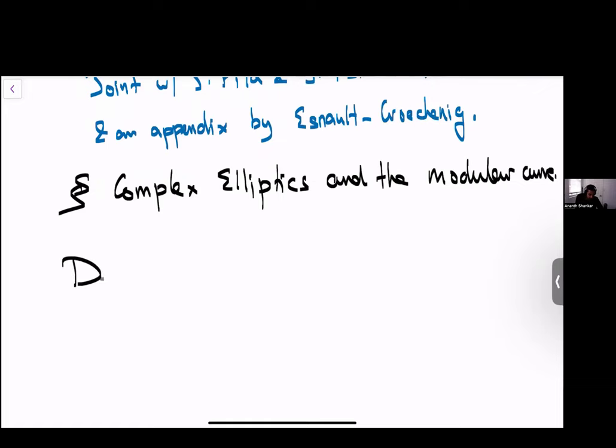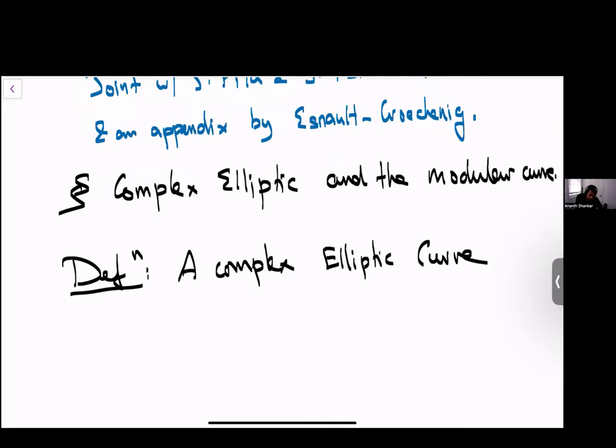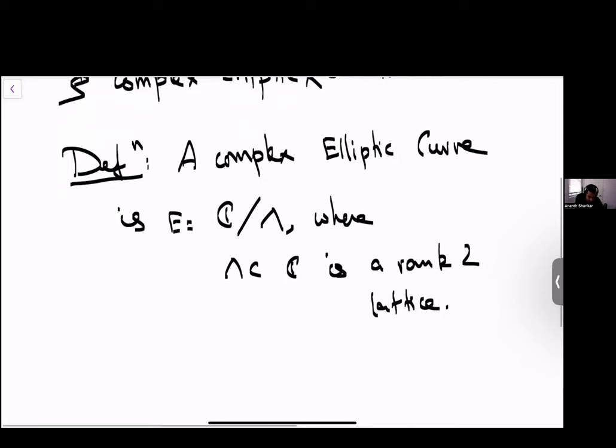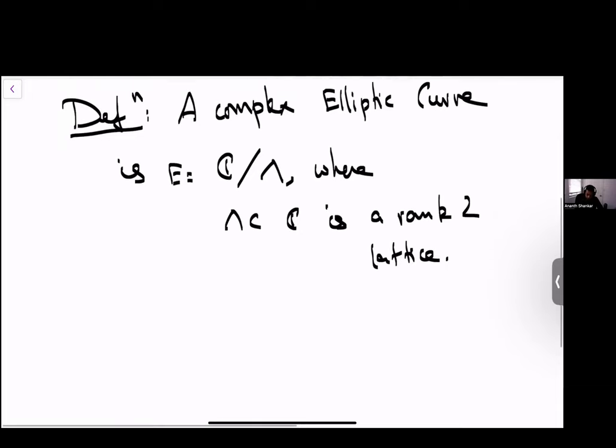So a complex elliptic curve is just something of the form C mod lambda, where lambda contained in C is a rank 2 lattice. Lattice just means that it's a discrete subset of C, and rank 2 means it's a subgroup that's isomorphic abstractly to Z squared. So such an object C mod lambda is clearly a group. And it's an Abelian group.